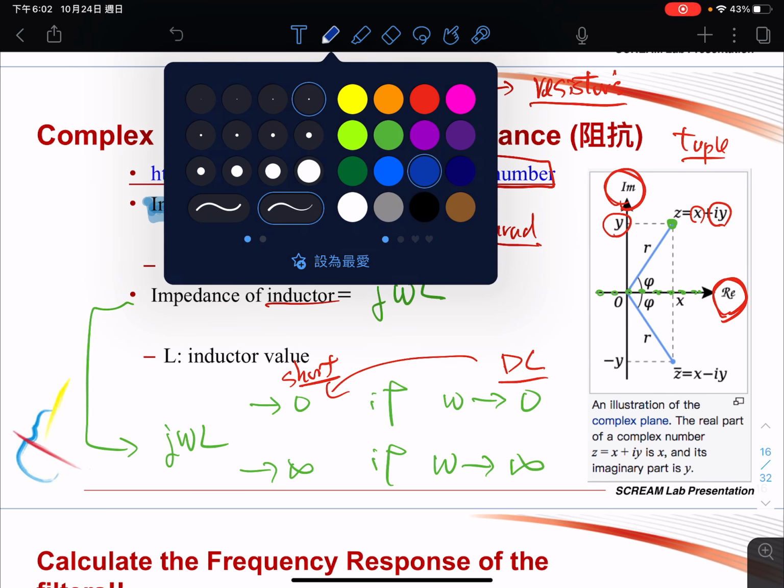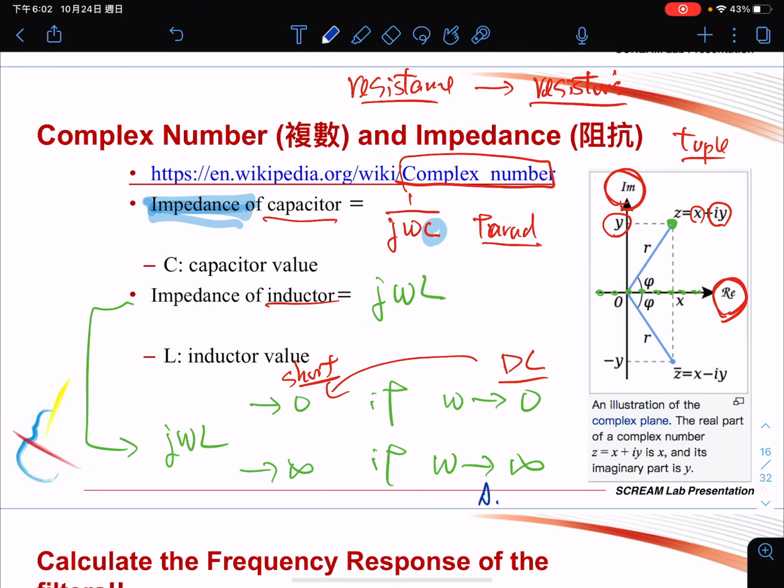But in AC or very high frequency conditions, then it's open. Sorry, it's not short, it's open. So this is the characteristic of the capacitor and inductor.